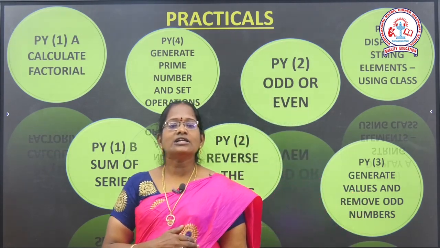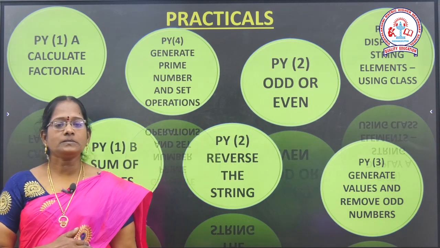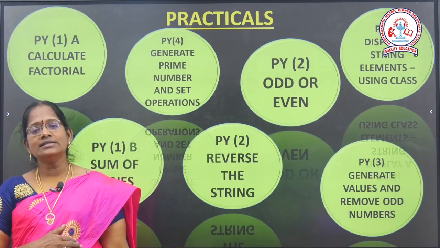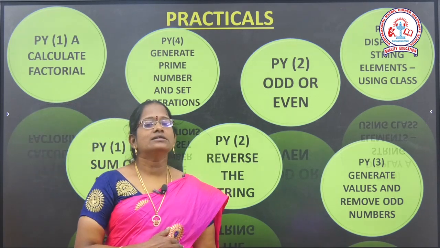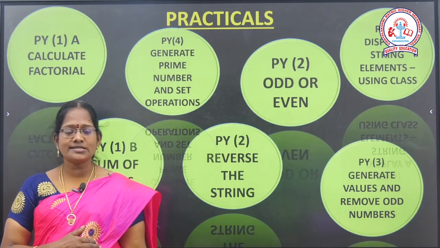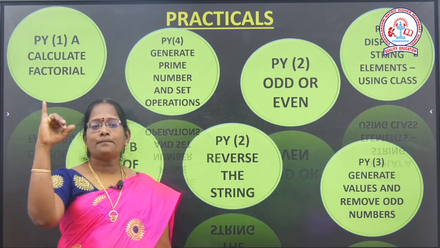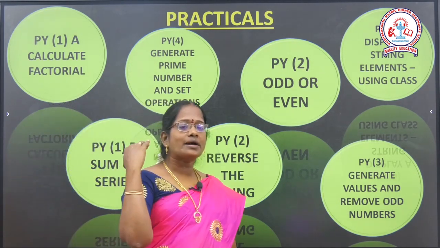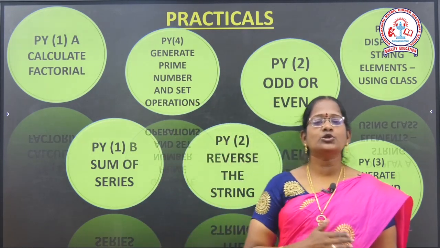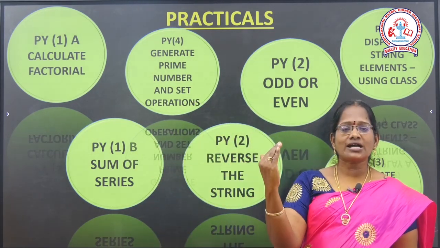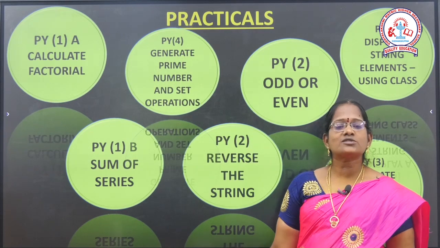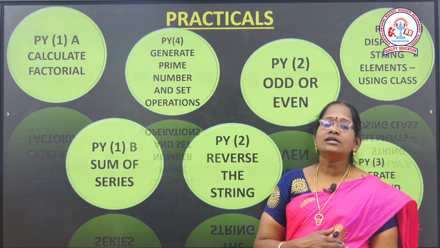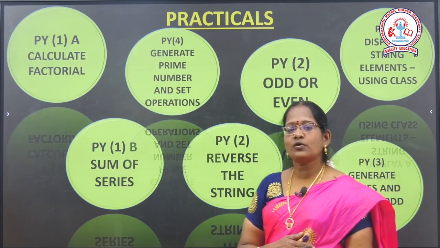Second, programming 2: reverse the string and odd or even number. Write a program to check whether the given number is odd or even, and write a program to print the reverse of the given string. These are Python programming 2A and 2B.